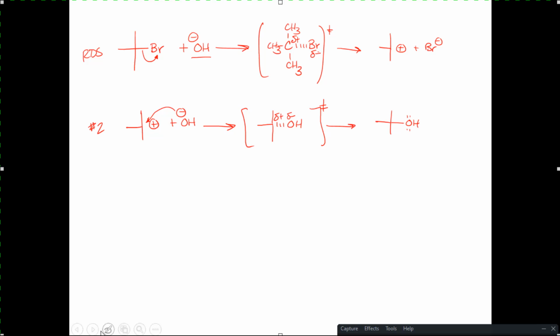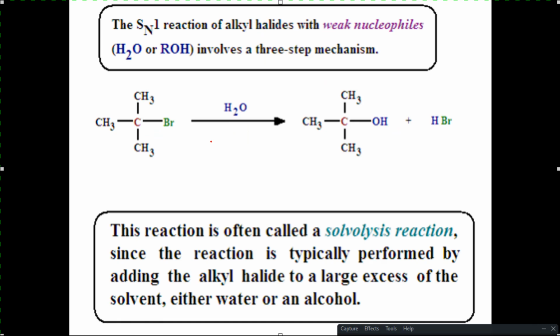Okay, so now let's change the conditions a little bit. Now let's use water. And water has an oxygen with no negative charge, but lone pairs. So it is still a nucleophile. However, when we classified nucleophiles, we talked about the relationship on the periodic table. What I didn't talk about then, which is relevant now, is charge. So I consider all strong nucleophiles to have a negative charge.